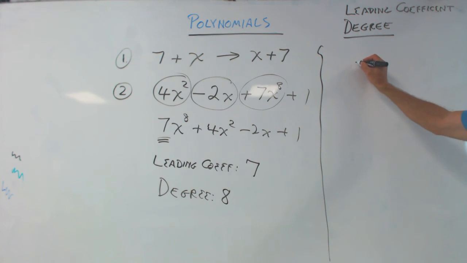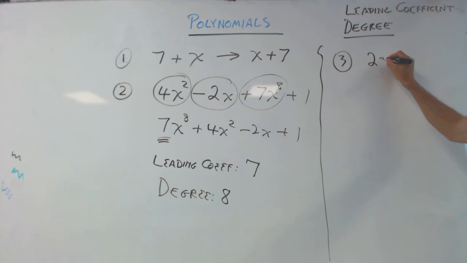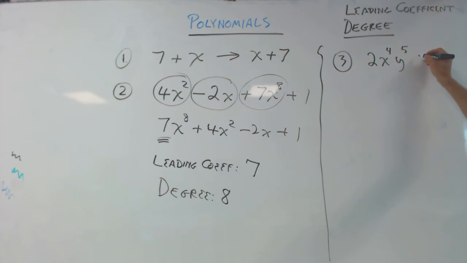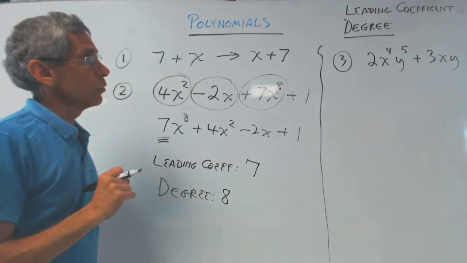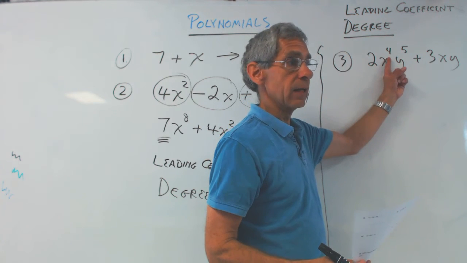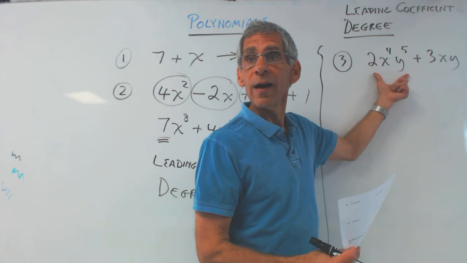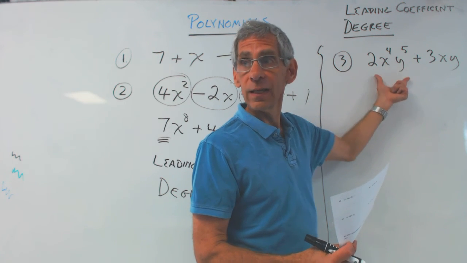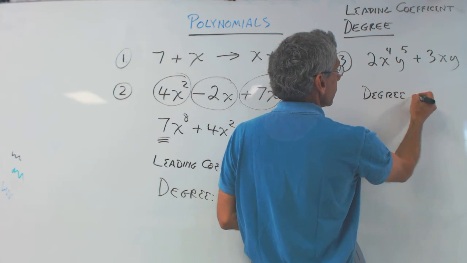Now there is a slight variation to this that you have to be aware of. Let's say I had this problem, number 3: 2x to the 4th y to the 5th plus 3xy. So the degree in this case is 9. Because this is all part of one term, I have to add the exponents to get my degree. So my degree here is 9.